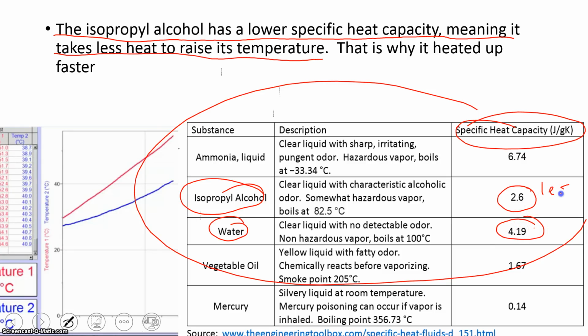This means it takes less heat to raise the temperature of the alcohol, and the water needs more heat to raise its temperature. Does that explain the results of the observation that we just did? Yes, because the two substances, the water and the alcohol, were receiving the same amount of heat, but the alcohol's temperature increased more because it doesn't need as much heat to raise its temperature. So that's why it heated up faster. Does that make sense? I hope it does.